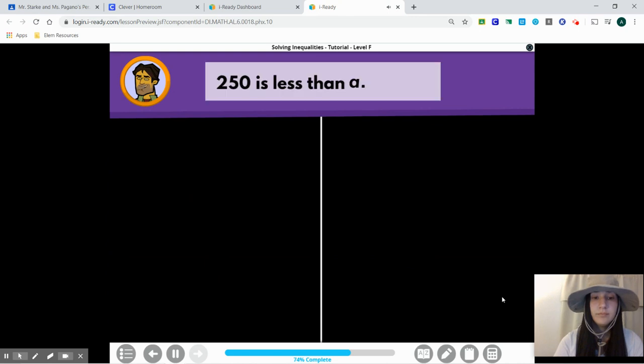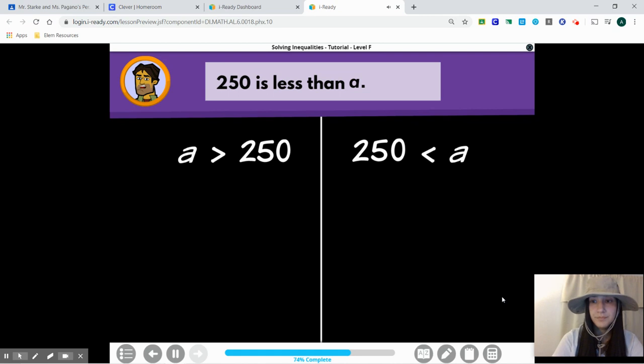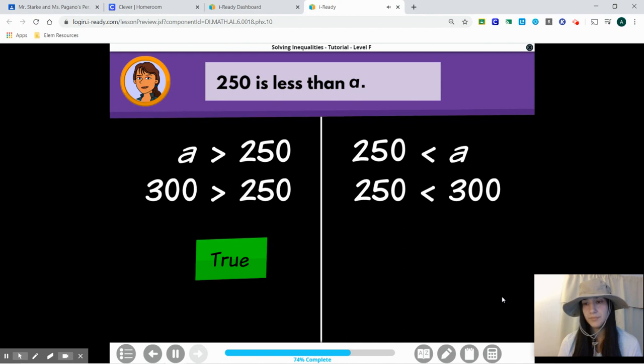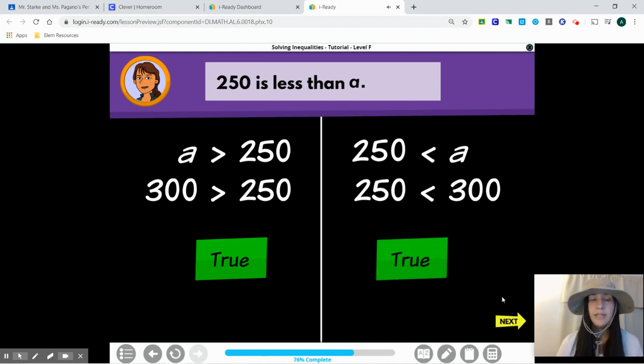Inequalities can always be rewritten, but you have to be careful when switching things around. When we move the numbers, we have to make sure the symbol is switched too. We need to make sure that the inequalities are still representing the same idea. A is greater than 250 is the same as 250 is less than A. We could always use substitution to check. Good idea, sweetie. What if A equals 300? It works. Any value for A that would make a true statement on the left would also make a true statement on the right.